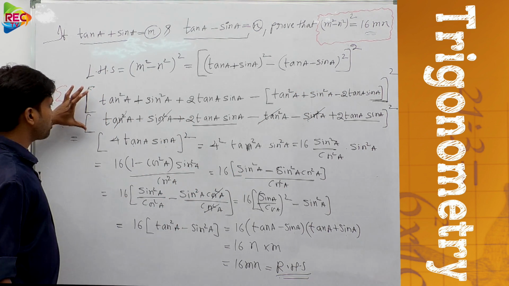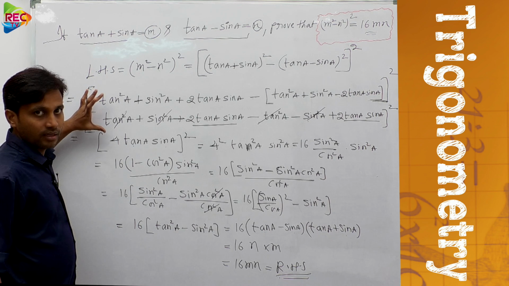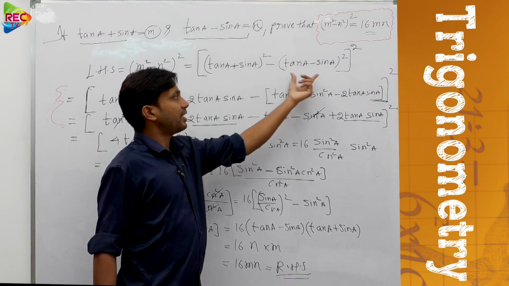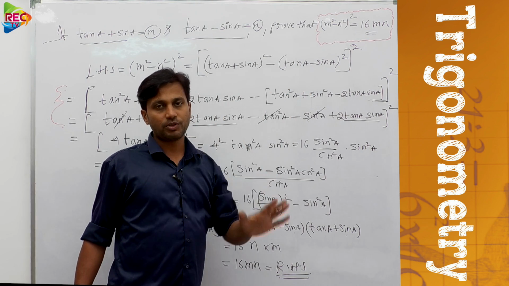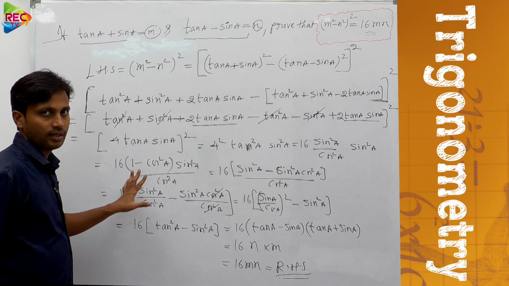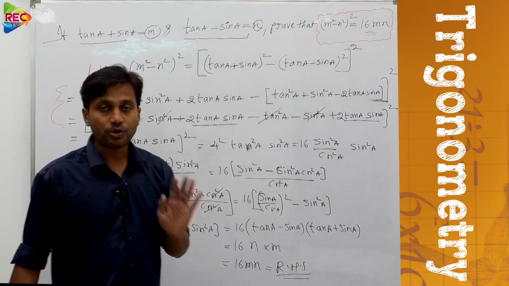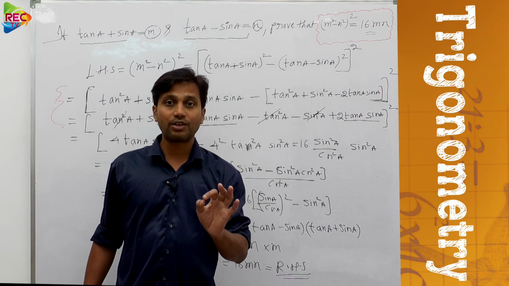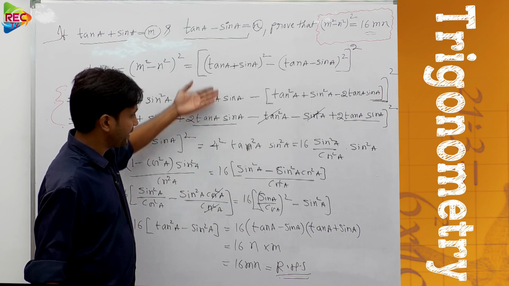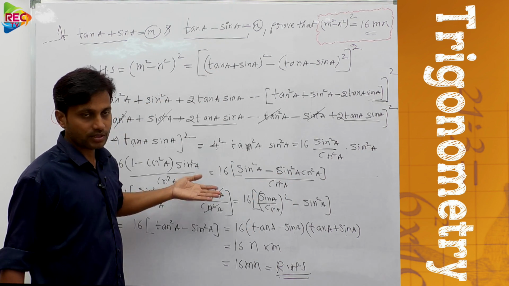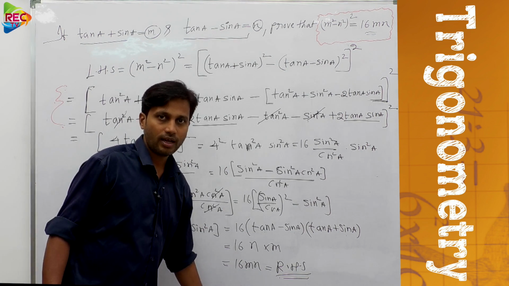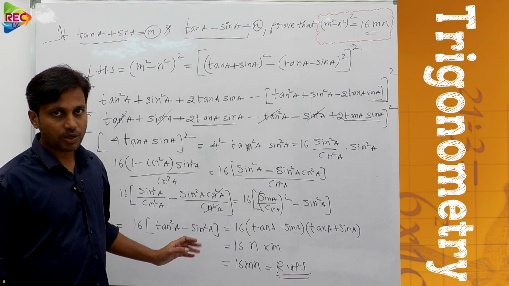You can skip these two steps in the exam by just observing the pattern a plus b whole square minus a minus b whole square. Straight away you can write 4 tan a sin a. Understood? Because a plus b whole square minus a minus b whole square equals 4ab. Or otherwise if you want to do the lengthy process, you can prefer this, and then after this is the simplified portion. I think you might have understood this problem also.